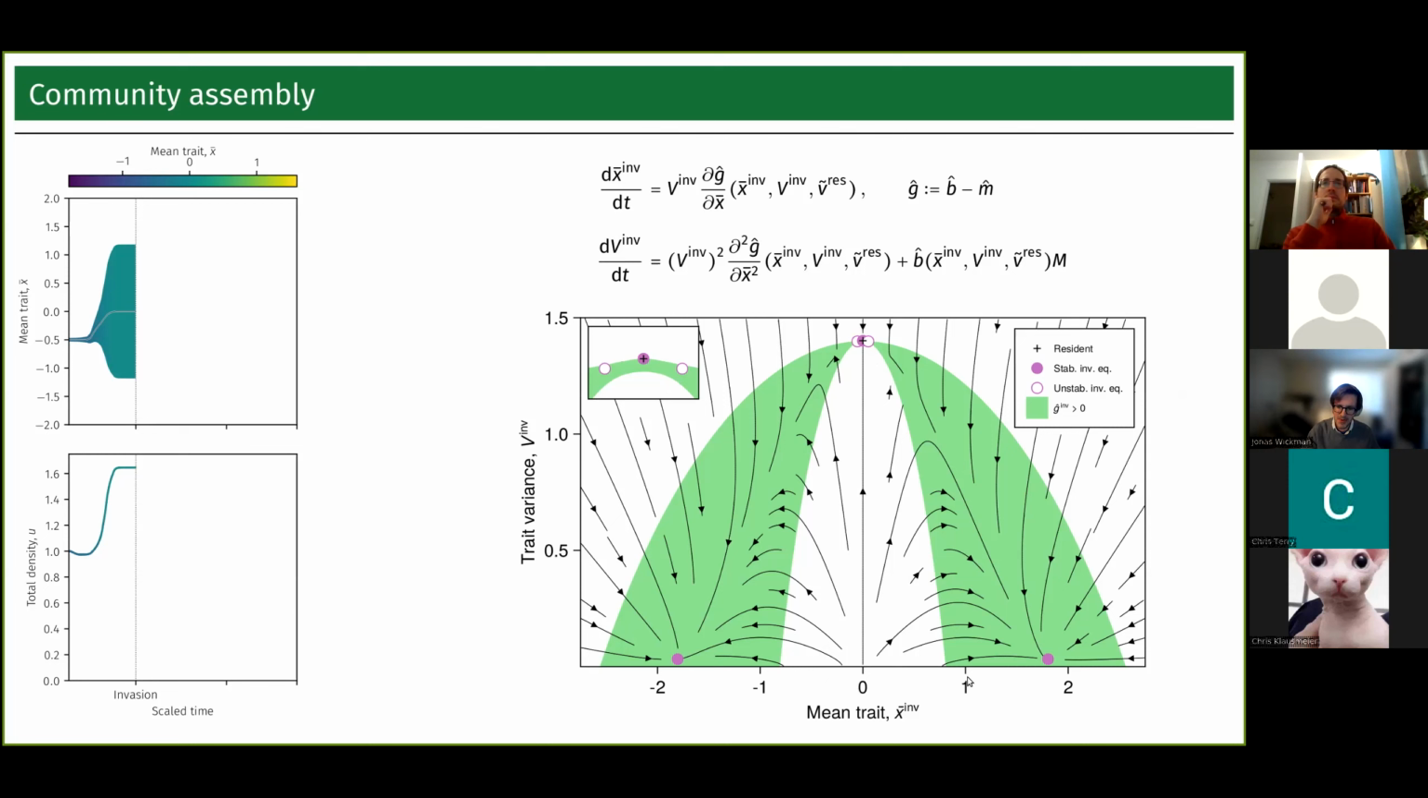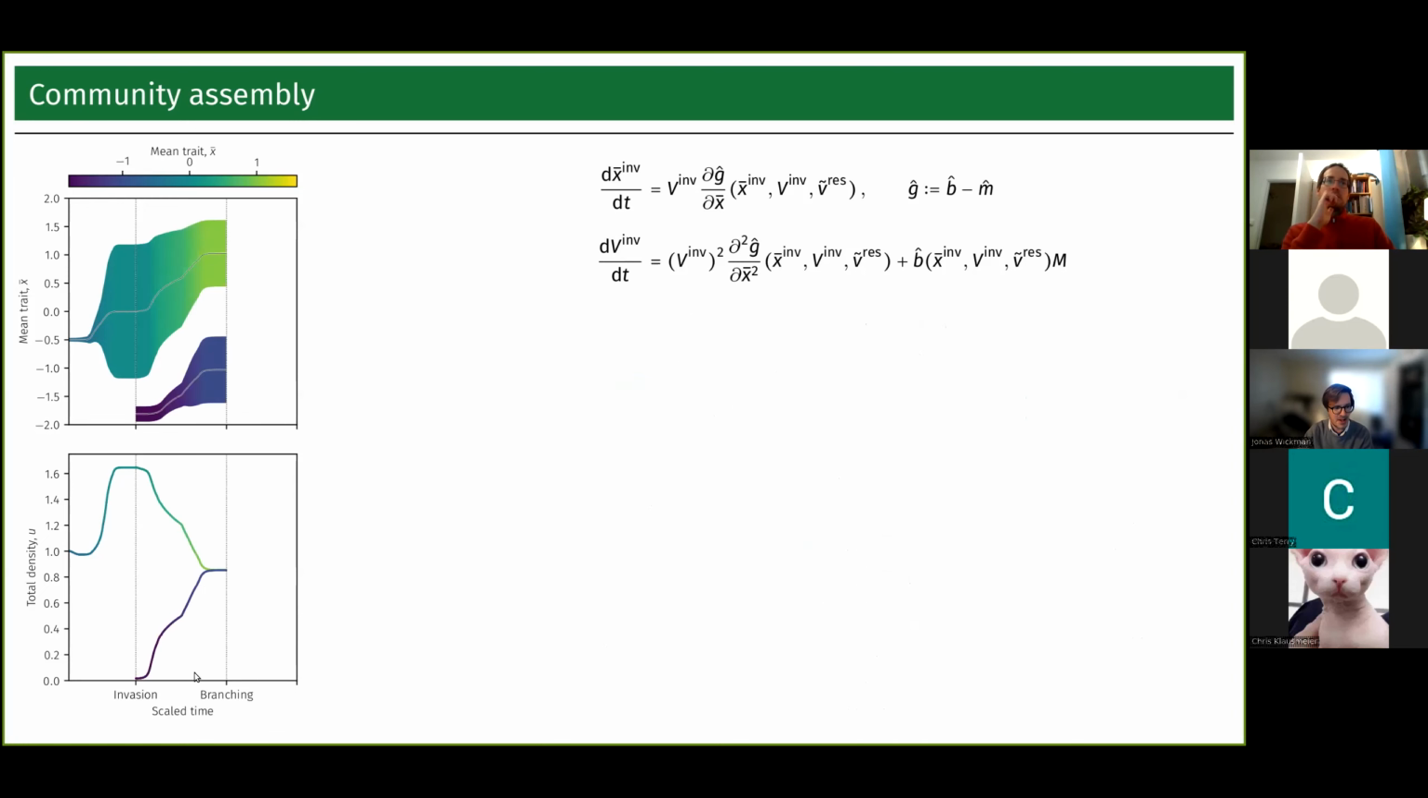So we can pick one of these points more or less at random. So here we have picked this one over here, close to -2, and insert it into the resident community. And once we do that, because its invasion fitness was positive, it will start invading the community. And once it reaches sufficient density, it will start co-evolving with the resident. But eventually, this two species community will reach a new eco-evolutionary equilibrium.